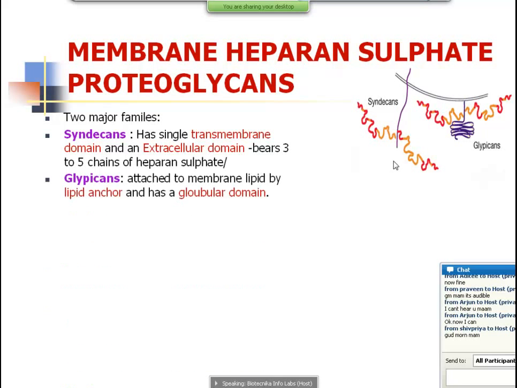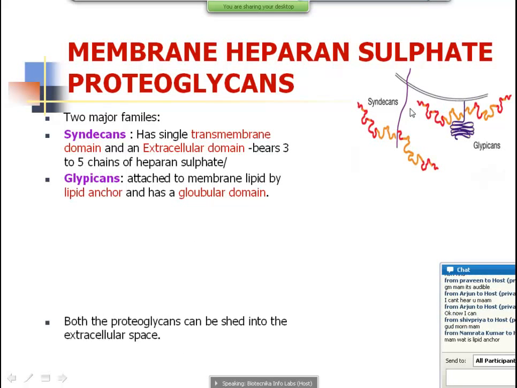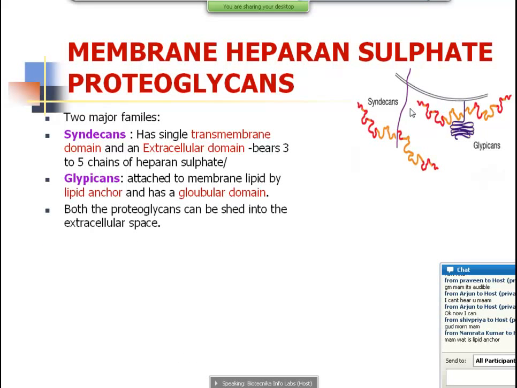Now similarly you have another class of proteoglycans. These are the glypicans. These glypicans are attached to the membrane through a lipid anchor. Alright, and it has got a globular protein structure on top. The core protein becomes globular outward on the extracellular portion, and here also it has several heparan sulfate residues attached to itself. So generally both these proteoglycans will be shed into the extracellular space.